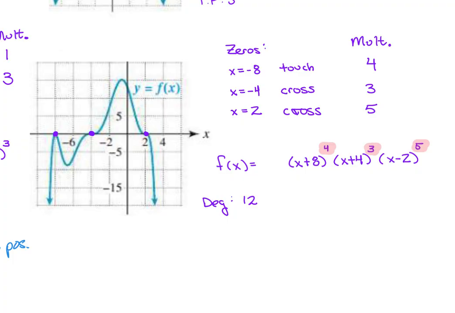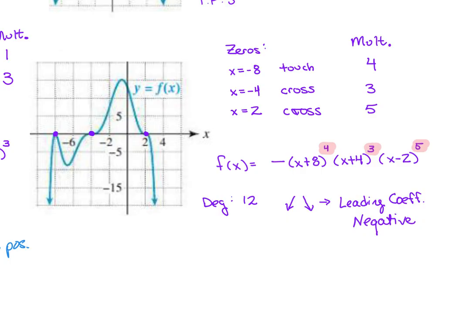When we look at our end behavior, we do have it as an even degree, and we do have that it is going down and down, which is one of our possibilities for a degree of 12. And so what this tells me is I do want my leading coefficient to be negative. And this is what we end up with.